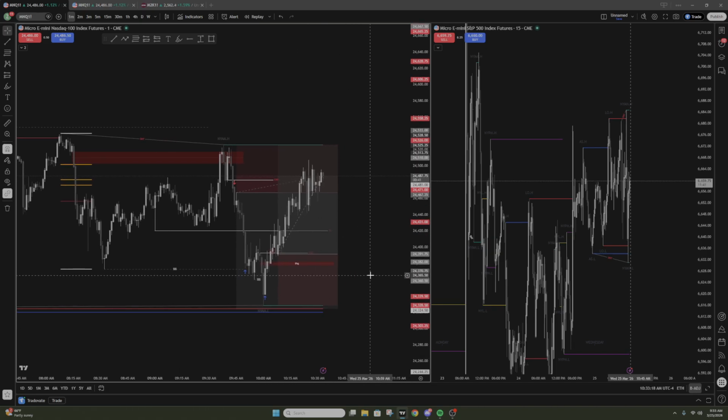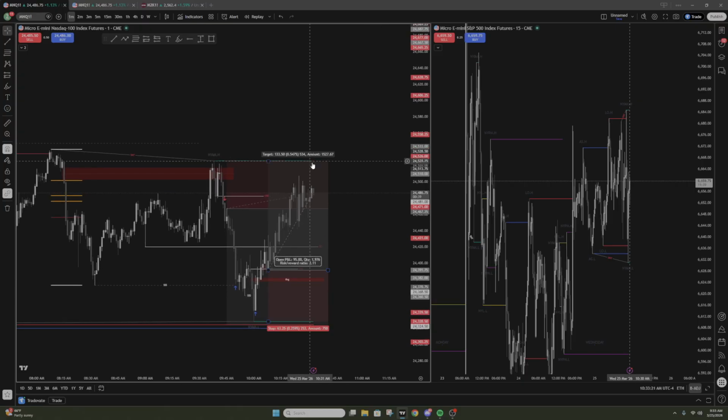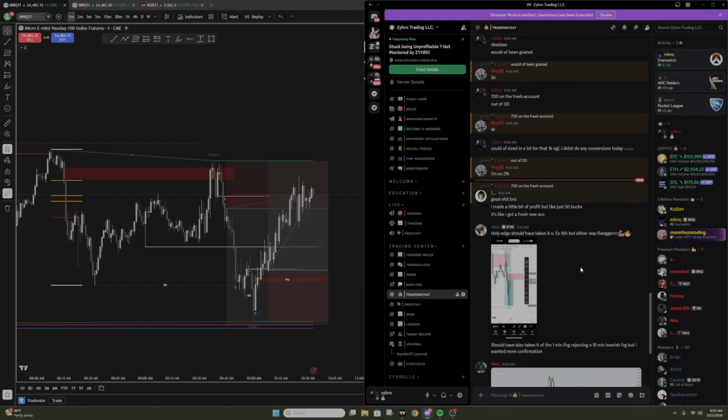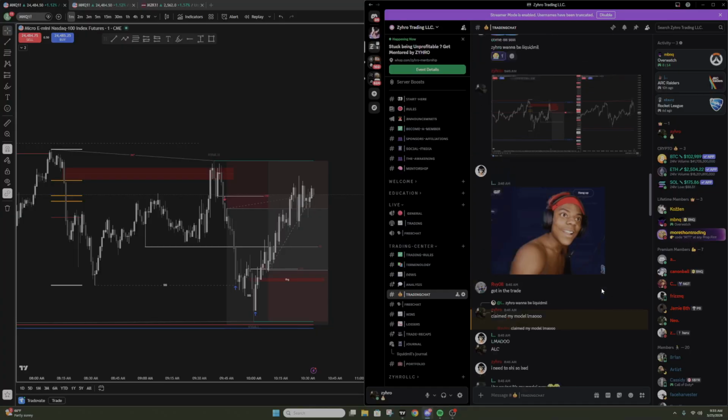Since we did sweep those lows, created an SMT and created rejection there, that is a protected low for me. So from there, we'll just go ahead and watch it play out, and then it'll probably hit New York AM high. But I'm gonna go ahead and show you the Discord, how everything's been going down.